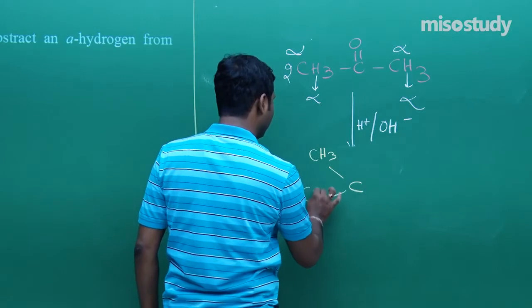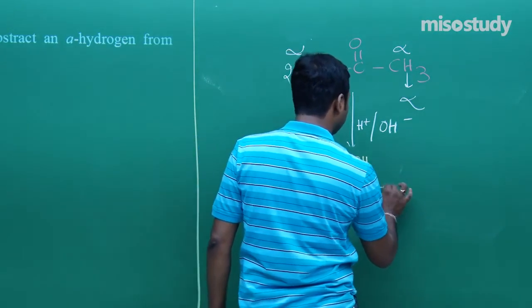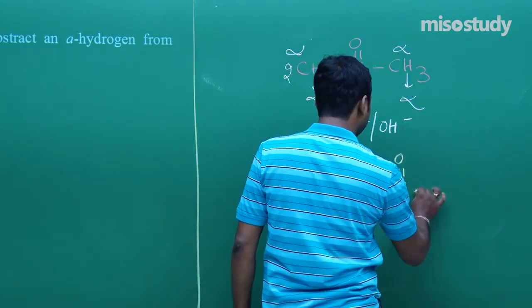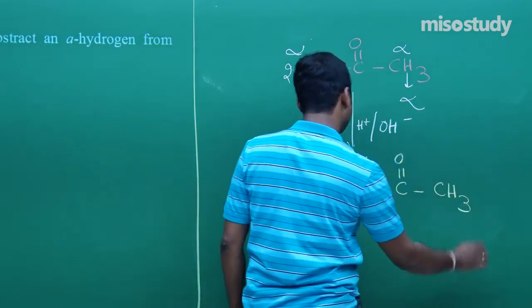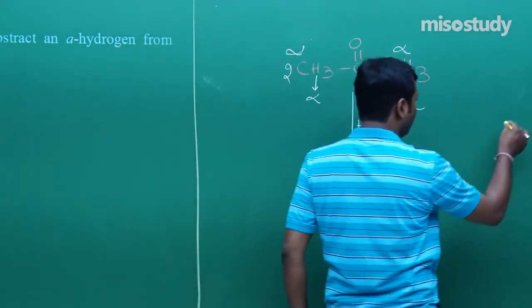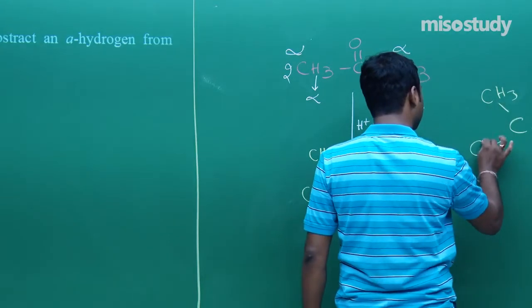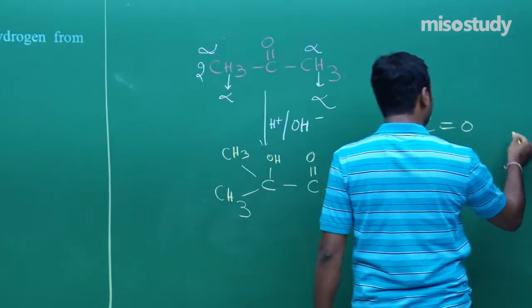CH3, that is CH3. Clear? That is OH, then CO, then CH3. This is the component. Let me check once. That is C double bond O, CH3, then CH3. Clear to you?